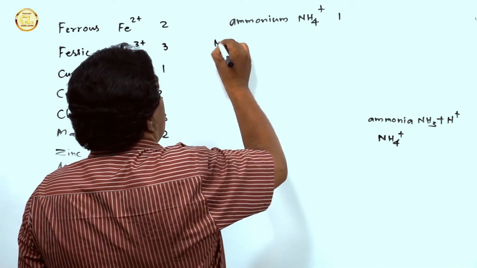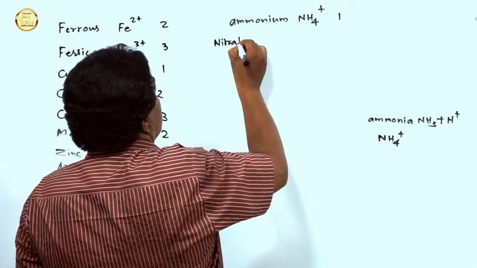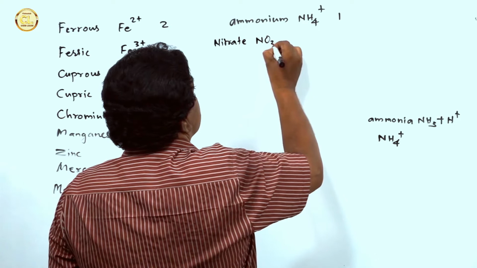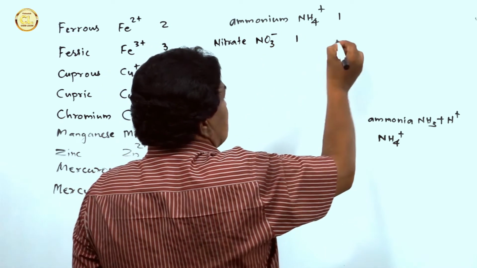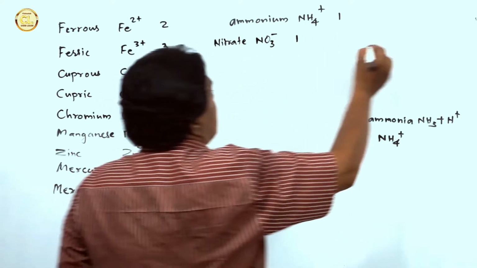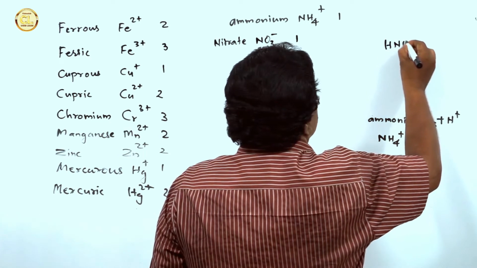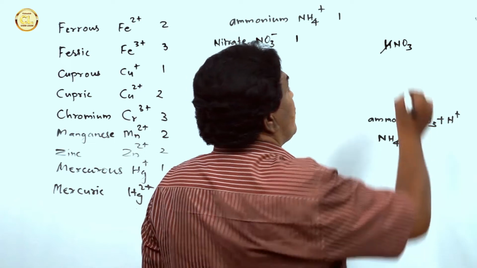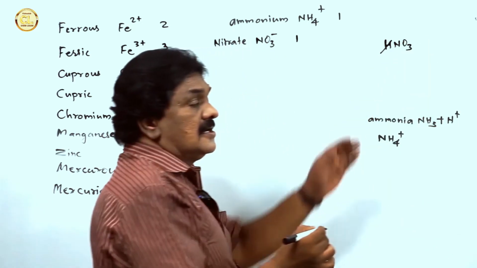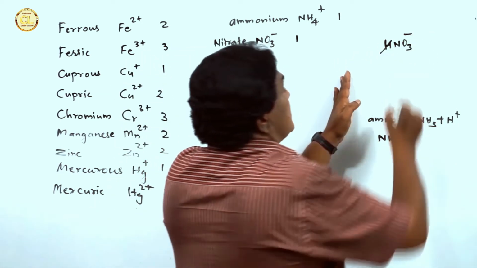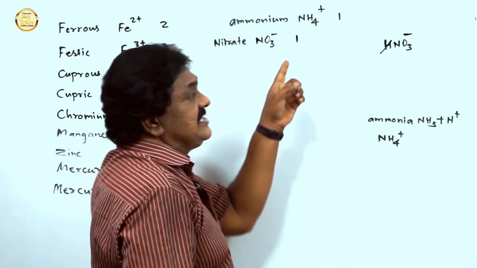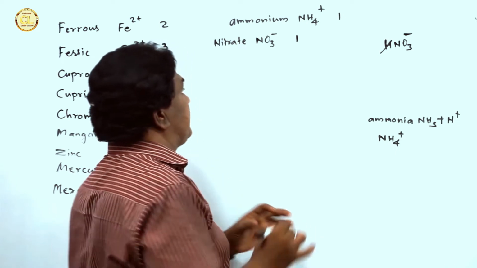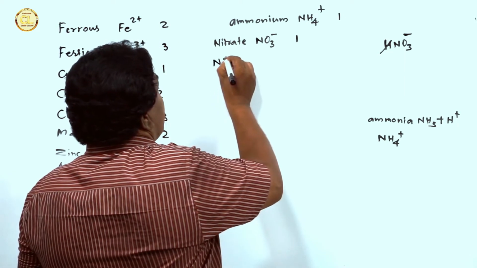Now nitrate, NO3 single minus, valency is 1. See, nitric acid is HNO3. If a hydrogen ion, H plus ion, is removed from nitric acid, we get NO3 single minus. That is what is called a nitrate. It ends with ate.